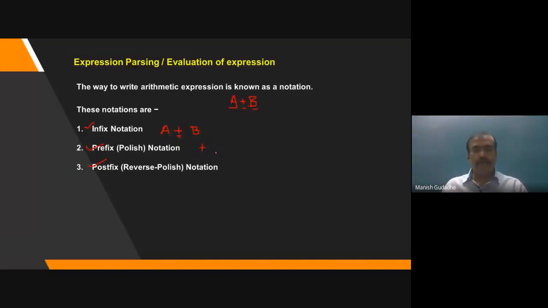what is currently the reverse, the postfix form will be the left operand, then the right operand. So this will be your prefix operation or notation. Postfix means first write the operands and then you go for the operator. A, B, plus. So these are the three kinds of notations which we are going to have.